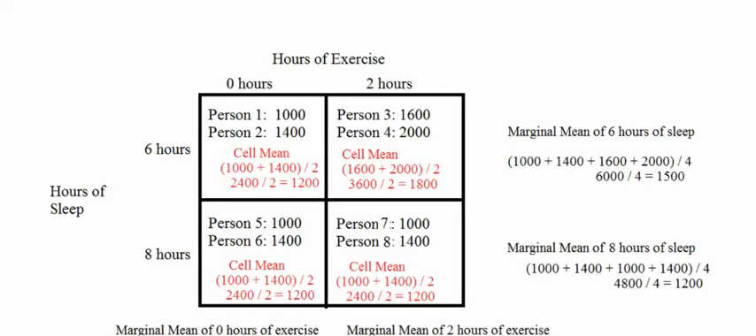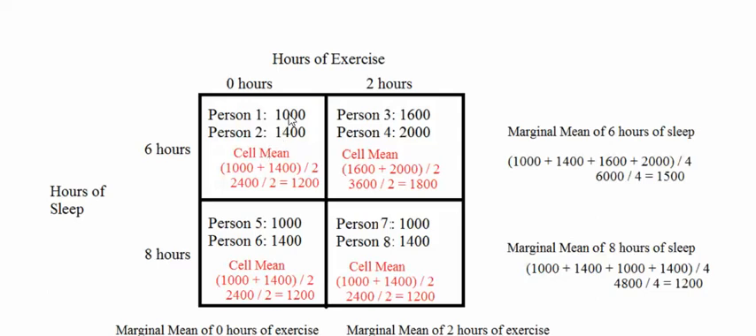Now let's look at the cell means. The cell means are actually a little bit more interesting because they let you look at the means of specific combinations. For example, if you calculate the mean of cell 1 right here, you can actually look at the combination of 0 hours of exercise with 6 hours of sleep. So if you calculate cell means, it allows you to break things down and look at exact combinations of conditions. Each cell mean is just the mean of the box. It's the mean of the cell, basically.